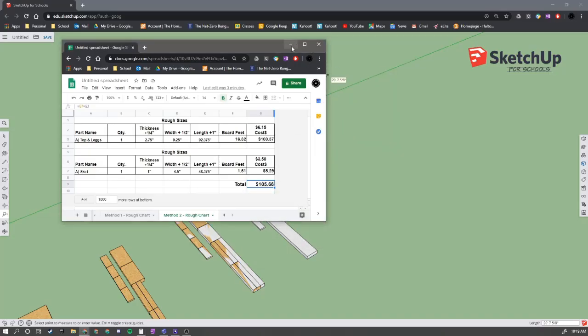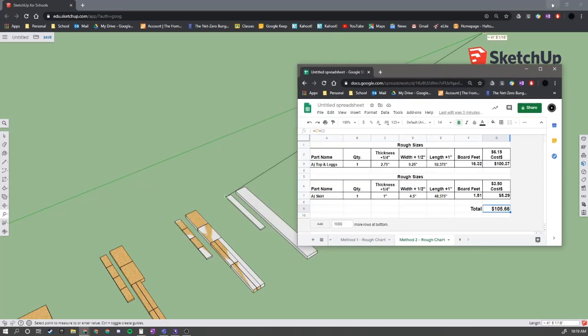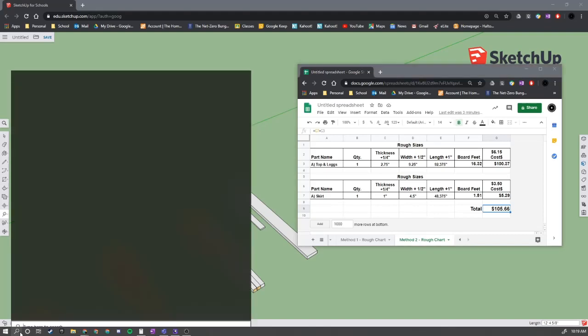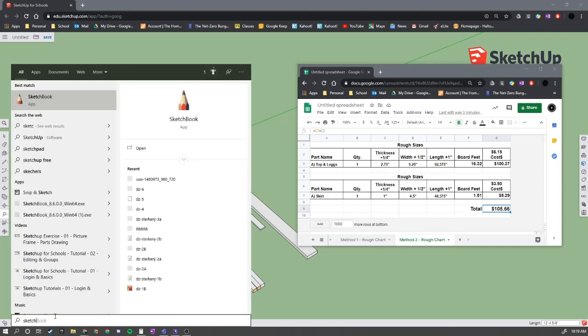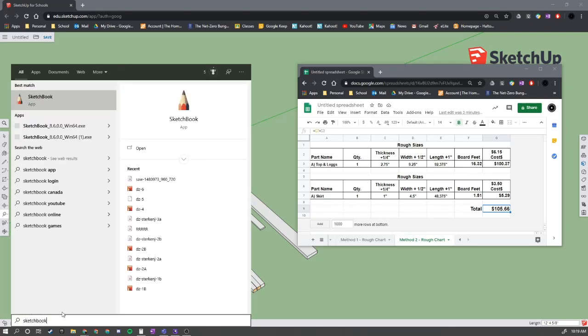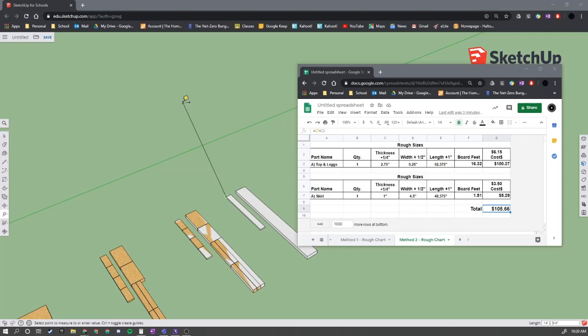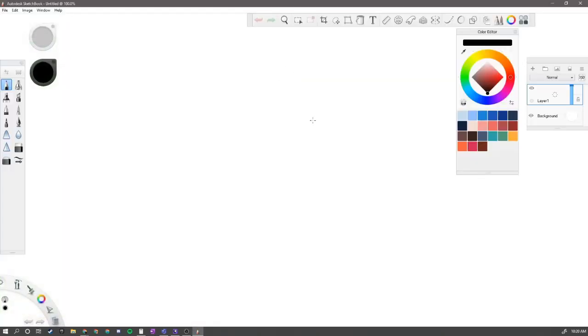Okay, so I'm just going to open up my sketchbook program. And what we'll do is we'll really quickly just draw out these examples.